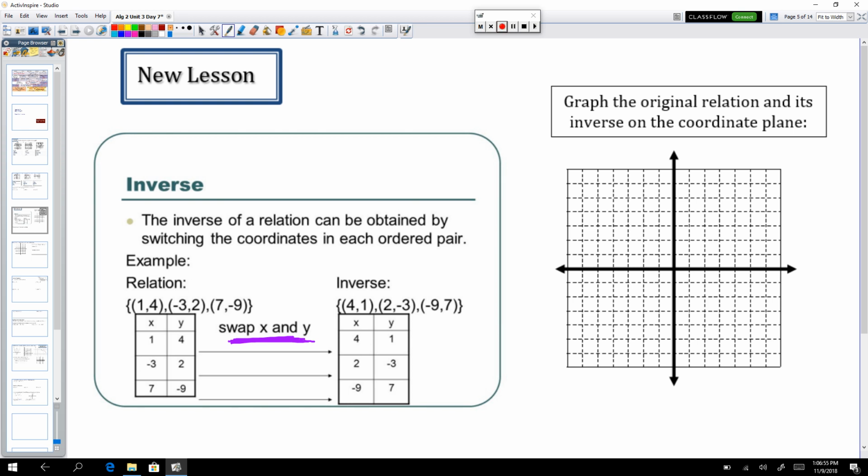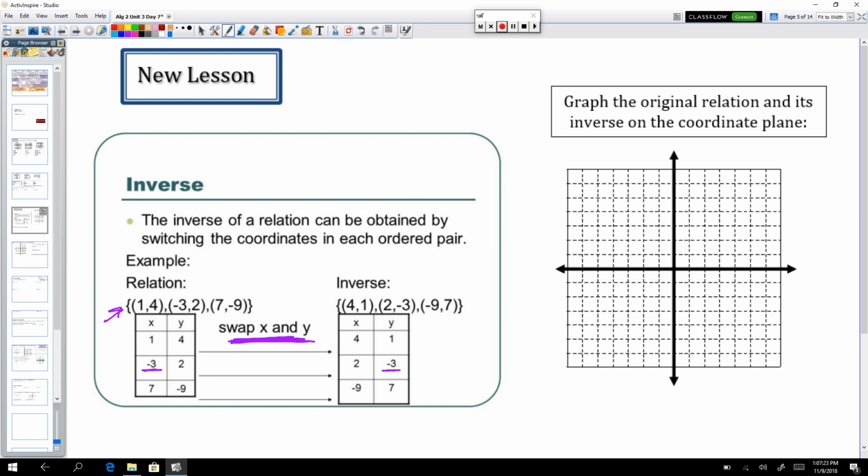So if you have a relation like this set of points right here, if you swap x and y values and turn the y value into an x value and an x value into a y value, you will have the inverse of that relation. Notice that when we have -3 in the x value, the negative sign comes with the 3 when we swap it with x. So let's demonstrate what it would look like to have the original relation and the inverse graphed on the same coordinate plane.